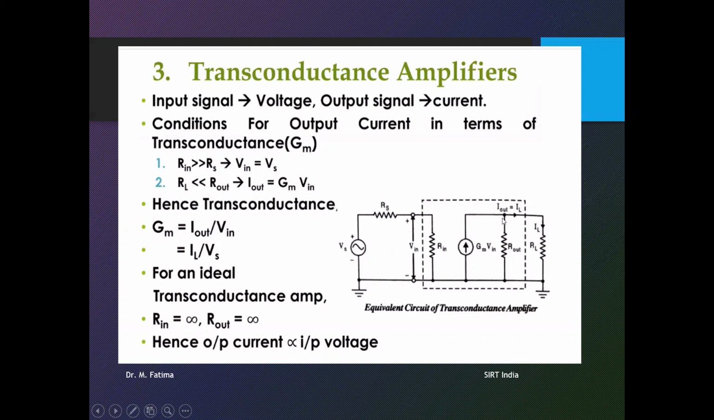To keep this output current equal to infinite and maximum, if we want that this maximum output current flows through the load resistance, for this keep this output resistance equal to infinite. So this part will be open circuited and maximum current will be flowing through the load resistance. So the input resistance must be infinite and output resistance must be infinite. So the output current will be proportional to the input voltage. So this is about the transconductance amplifier.